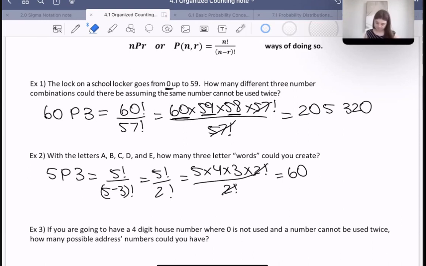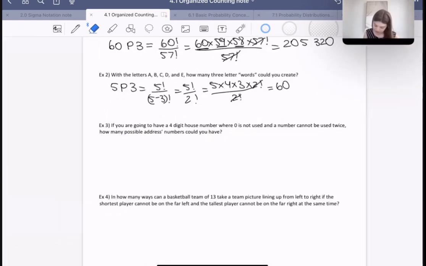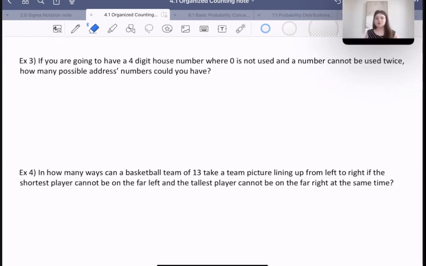Good. All right, let's try 3 and 4. And actually, in the next part of this, we'll talk about permutations where we actually do have some repetition potentially, because that's a whole different method that we'll talk about later. But for now, we're going to assume we're not repeating anything.